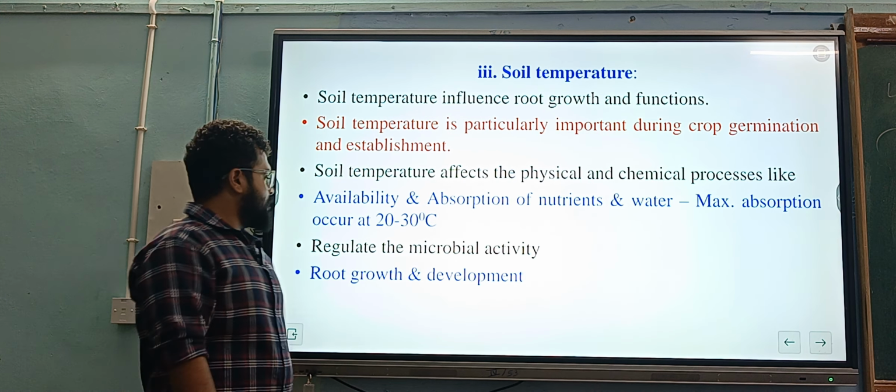The function of soil organic matter is that it supplies major and minor nutrients such as NPK, Ca, Mg, S, potassium, calcium, iron, zinc, copper and boron. It improves the soil structure and aeration.